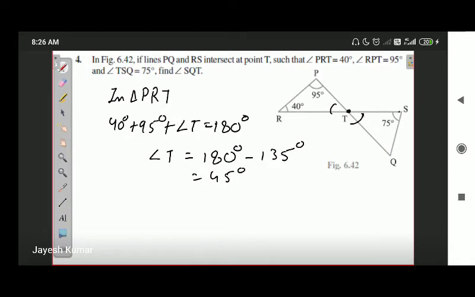After that you apply the angle sum property in triangle TQS. So in triangle TQS, angle Q will be equal to 180 degree minus 75 degree minus 45 degree. And you will solve it and you will get the answer.